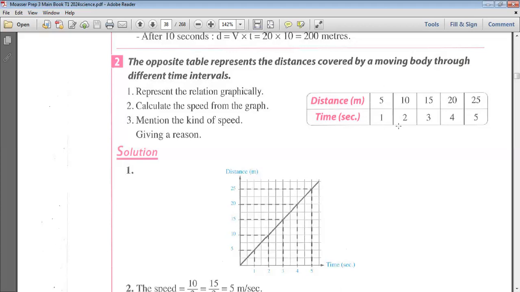So we will use the data in the table to make a graph. When the time is 1 second, the distance is 5. After 2 seconds, the distance is 10. After 3 seconds, the distance is 15. After 4 seconds, the distance is 20. After 5 seconds, the distance is 25.